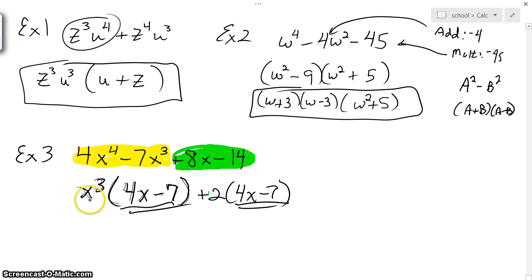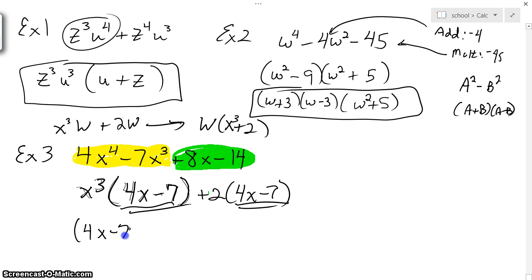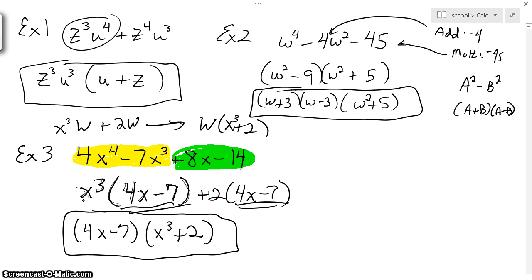Imagine if, just for a moment, a side note, imagine if I gave you x cubed w plus 2w. If you saw that, you would probably, hopefully, factor out a w. Say I could undistribute a w from that. Well, that's all we're going to do right here. We're going to undistribute that w, but the w is really 4x minus 7. So I've got 4x minus 7. I'm going to pull that out, and then we're left with x cubed plus 2. This is called factoring by grouping.